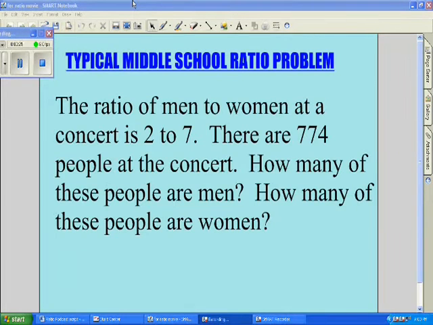Now let's take a look at a typical middle school ratio problem. The ratio of men to women at a concert is 2 to 7, which means that for every 2 men at the concert, there are 7 women. If there are 774 people at the concert, how many of these people are men? And how many of these people are women?